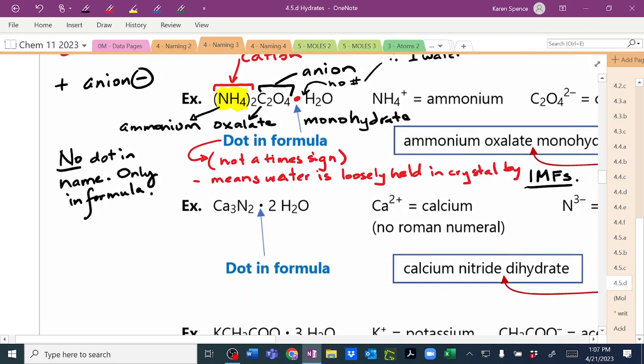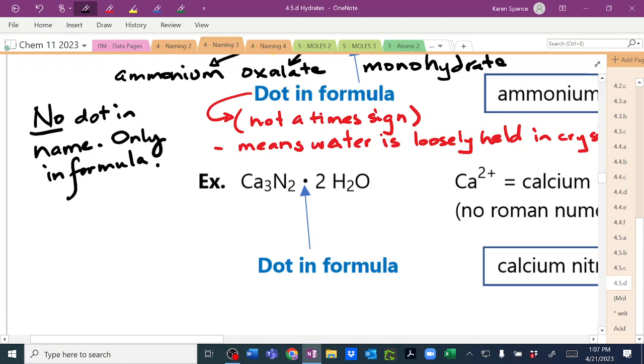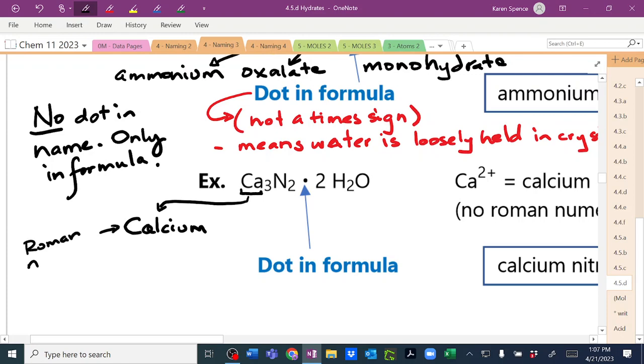Okay, another example, Ca3N2. So we say to ourselves, I have Ca, that is the metal, and its name is calcium. Doesn't matter if you put a capital or not. Calcium. Does calcium need a Roman numeral? No, it is not in the gray zone. It's in column number 2, which is not gray.